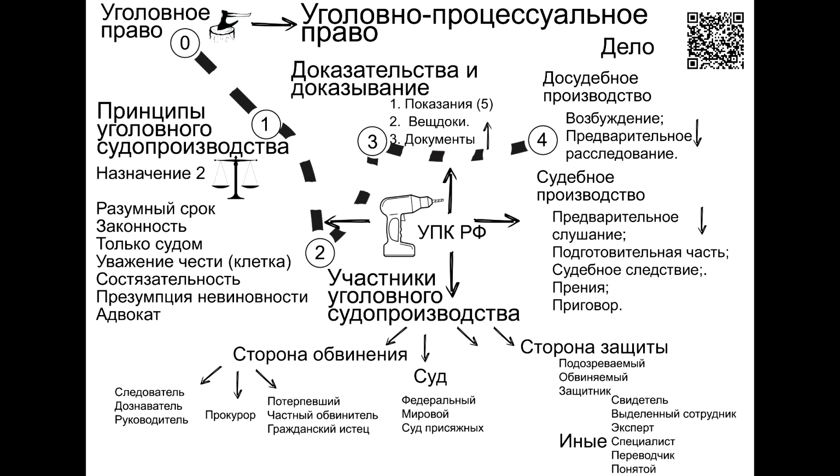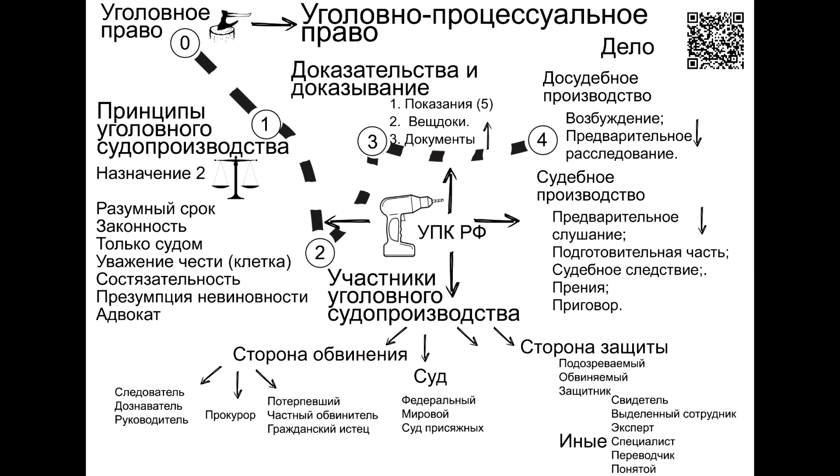Other participants, those who do not have an independent procedural interest and assist justice: a witness, expert, specialist, translator, attesting witness, as well as a person in respect of whom a criminal case has been singled out in separate proceedings in connection with the conclusion of a pre-trial cooperation agreement with them.